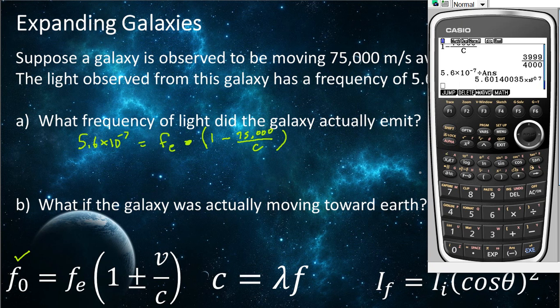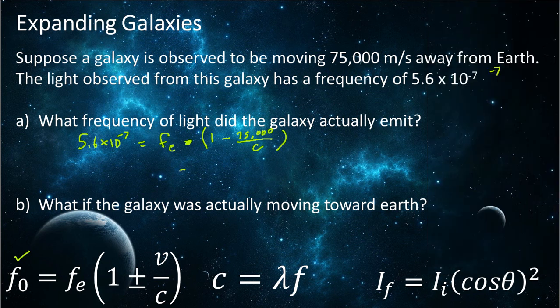And I'm going to divide that by the answer I just got. And we get 5.6014 times 10 to the negative 7th. So not a big difference right there.